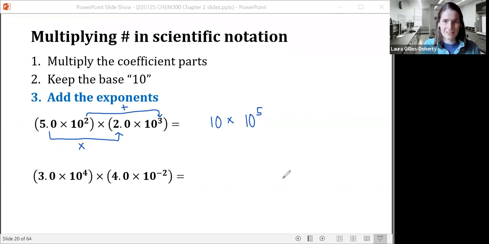Now to write this in scientific notation, right? You notice this is a 2-digit number and we only want 1 digit to the left of the decimal point for proper scientific notation. So we need to move a decimal over, which means we need to add 1 to the exponent. So we get 1.0 times 10 to the 6th. And you can check this on your calculator, make sure you get the same thing.